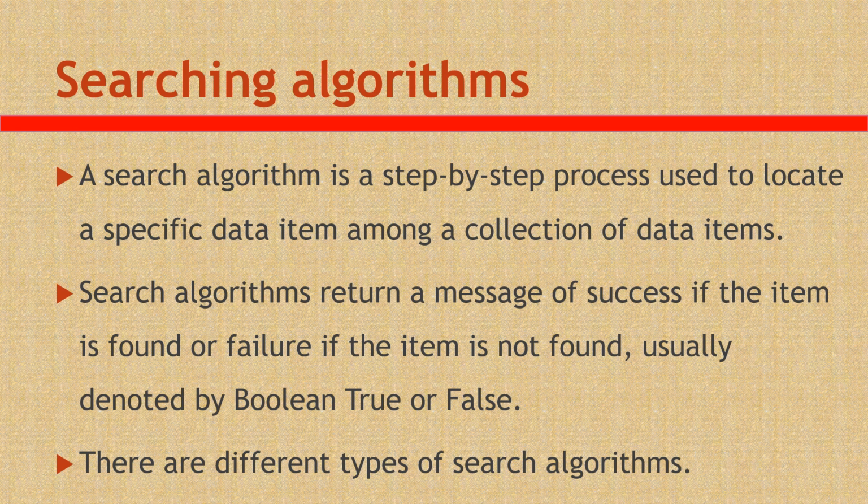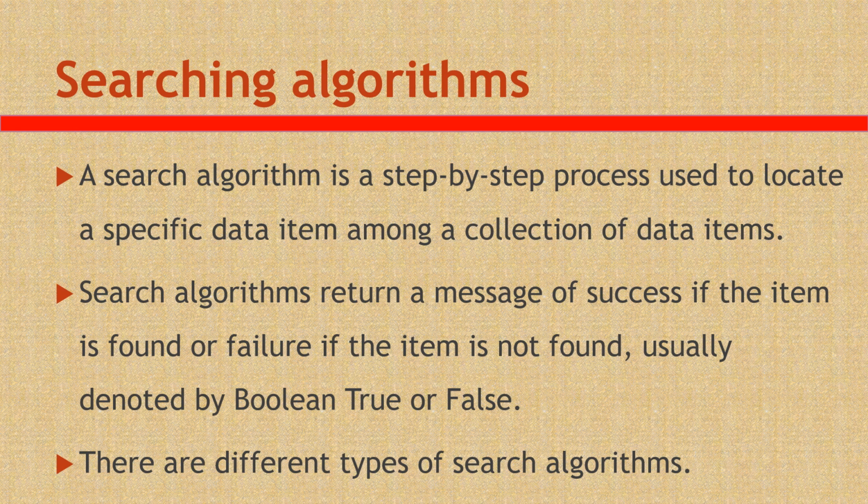We have searching algorithms that help us to locate particular data items. So a search algorithm is a step-by-step process used to locate a specific data item from a collection of data items. So search algorithms return a message of success. Suppose an item that you've been searching for is found, you'll get a message to say the item is found. If not, you also get a message to say the item has not been found. So in our algorithms, we usually use the Boolean data type: true if the item is found, or false if the item is not found.